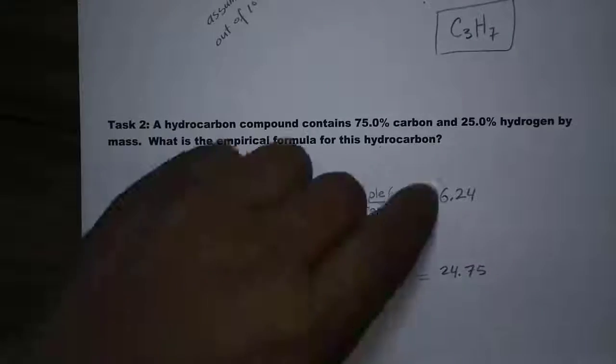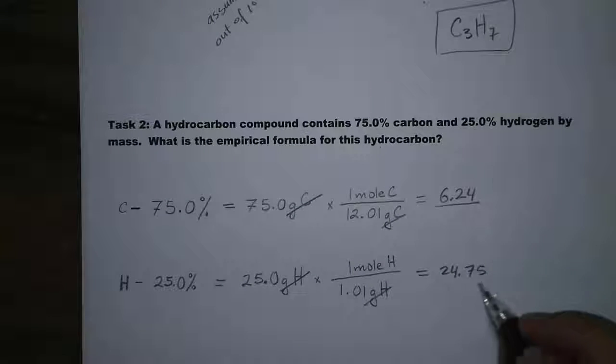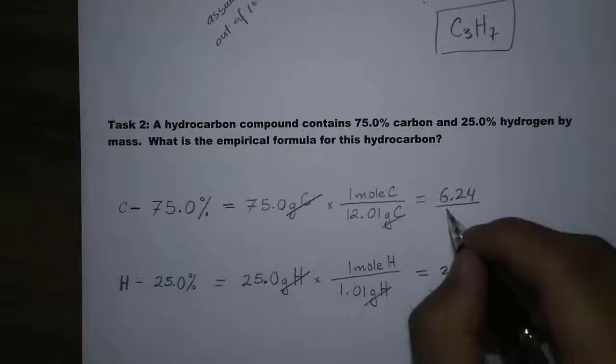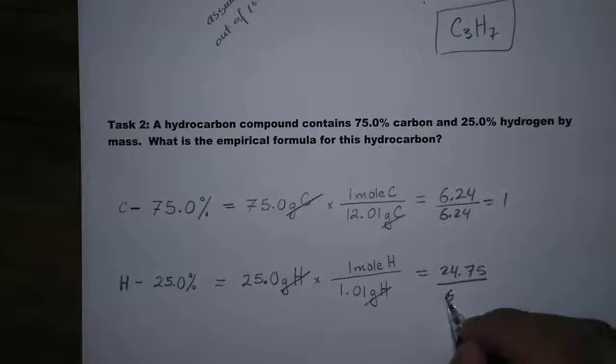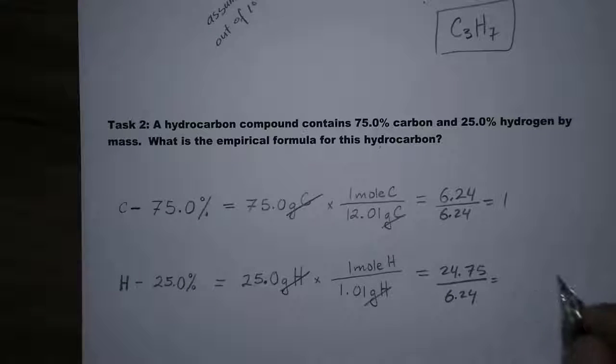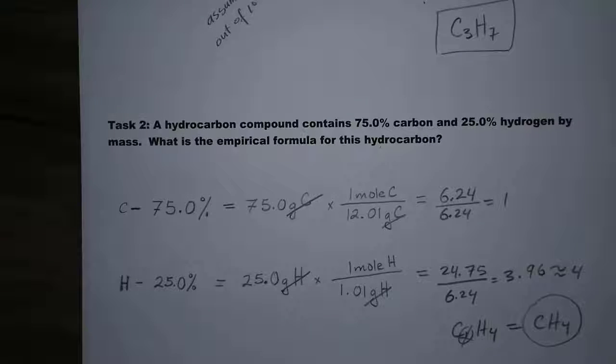And if we go back to step 3, divide each mole by the smallest number of moles. Which one is the smallest? Of course this one. So we have to divide all the moles by this smallest number, 6.24. That gives us 1. And over here, dividing by 6.24 gives us 3.96. And of course we can round this to 4. So therefore we have C1H4. But we don't write the 1, so that gives us CH4. And this is methane gas.